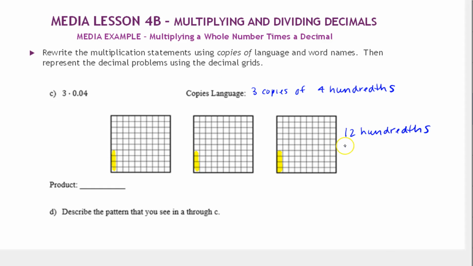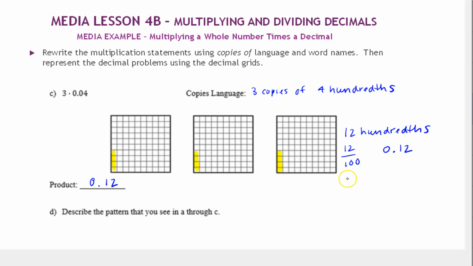Now remember, as a fraction, we wrote that as 12 over 100, and as a decimal, that would be 0.12. Okay, and again, you could think if you move these over and combine them into one grid, 4 would go up to here, 2 would go up to here. We'd have 1 orange strip, 1 entire column with 2 yellow squares, so 1/10 and 2/100. So our product is 0.12 or 12/100.